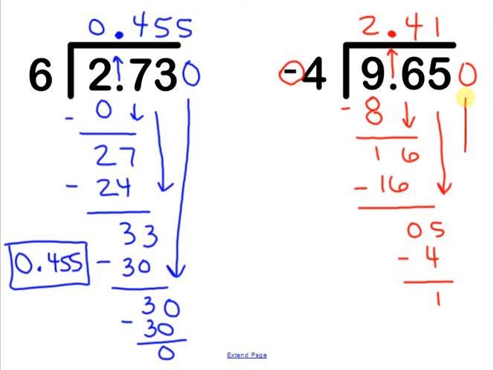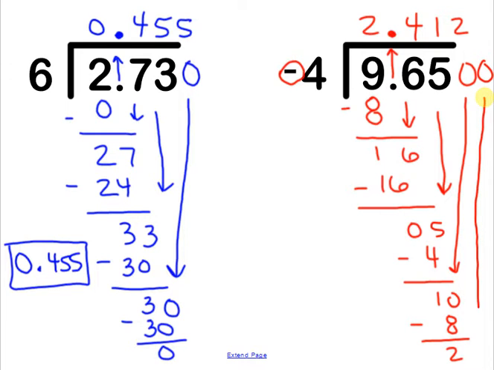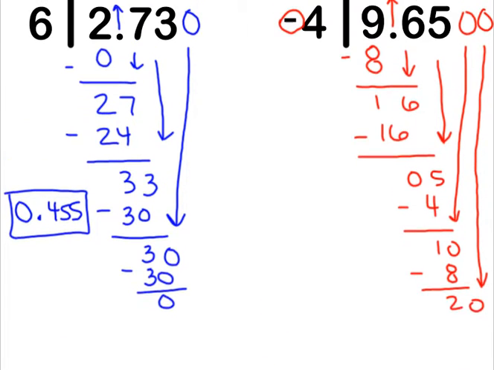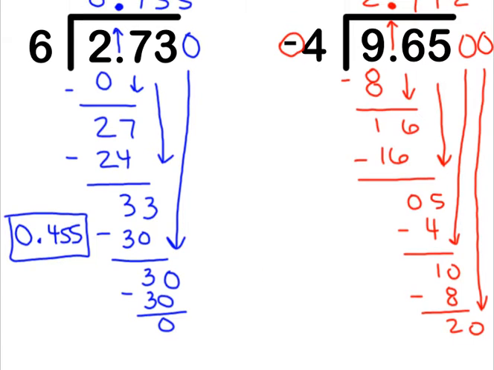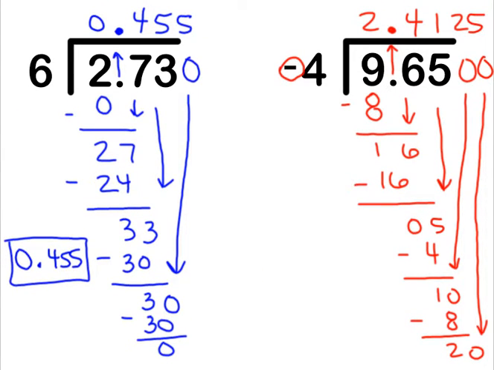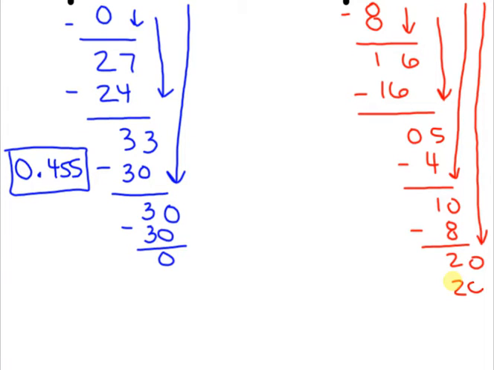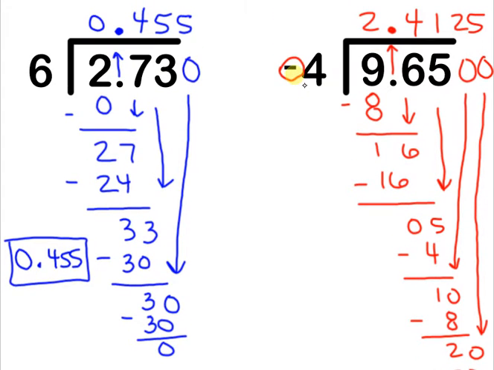Again, I need to add a 0 and bring it down. 4 goes into 10 2 times. 2 times 4 is 8. 10 minus 8 is 2. Again, I need to add another 0 and bring it down. 4 goes into 20 5 times, and 5 times 4 is 20. Subtract, and I get 0. I have a positive divided by a negative here, and so my answer is negative 2.4125.